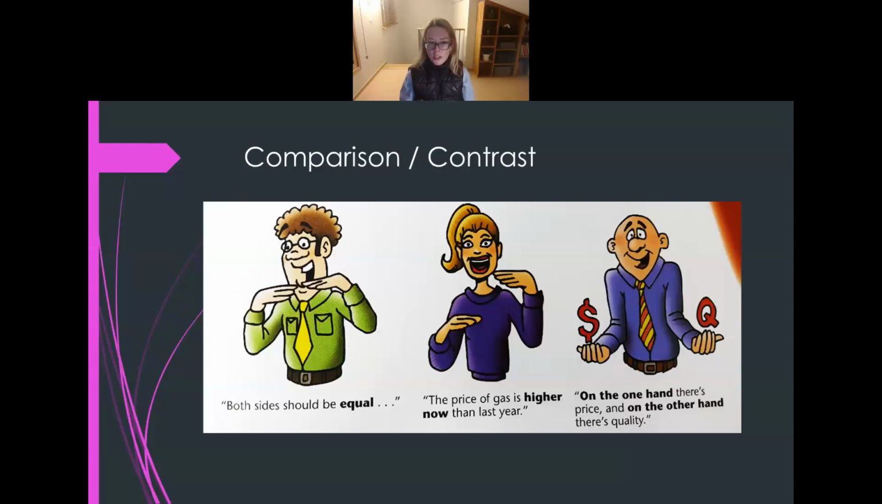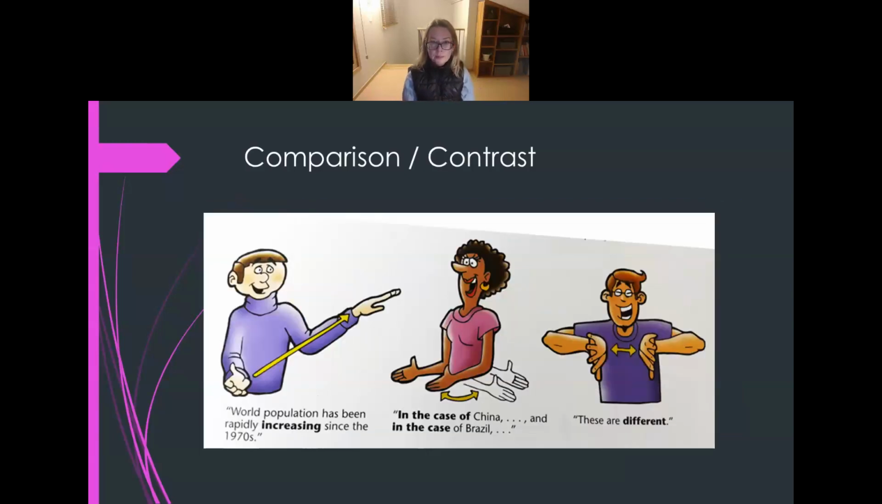Comparison and contrast gestures. Okay, so you guys can check this out on your own time. I'm going to move along. More comparison and contrast gestures. Like this lady in the case of China, and in the case of Brazil. And then you've got this guy here. These are different.